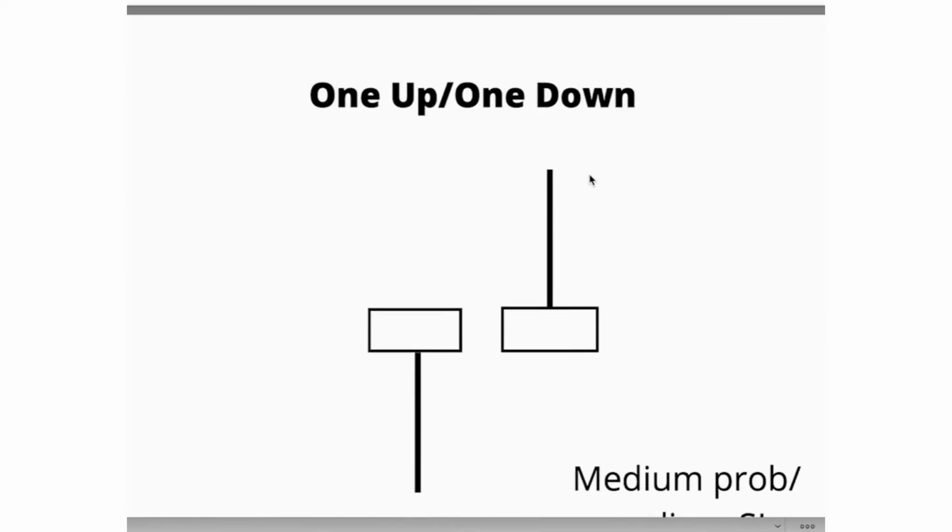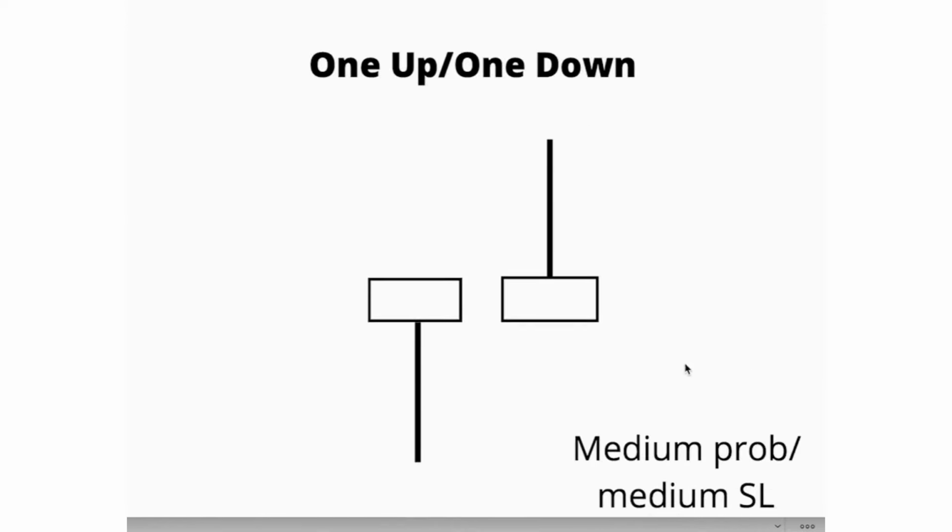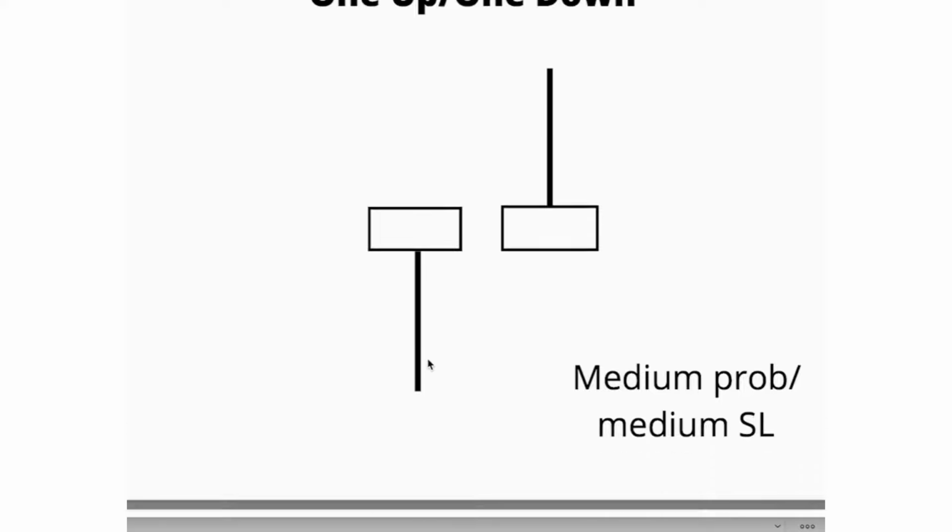One up, one down. Another one of my favorites. Medium to high probability, as I said, and combined with a medium stop loss makes this very attractive. Again, this can happen at the top or the bottom of a trend, and actually it doesn't make any difference which way these wicks are on either the top or the bottom of the trend. This one could be up, that one could be down, doesn't matter, as long as you get this one up, one down pattern, or one down, one up, whichever way it happens to form.